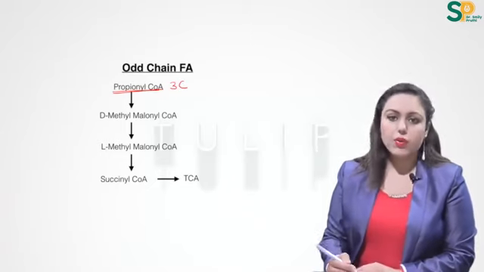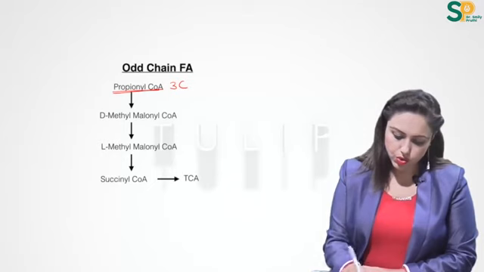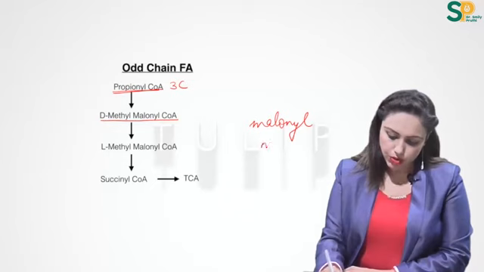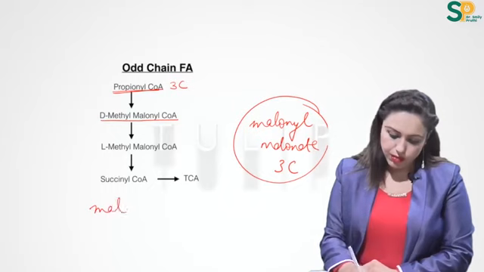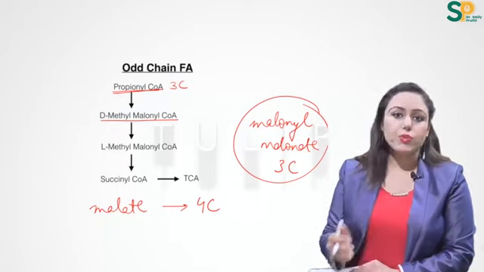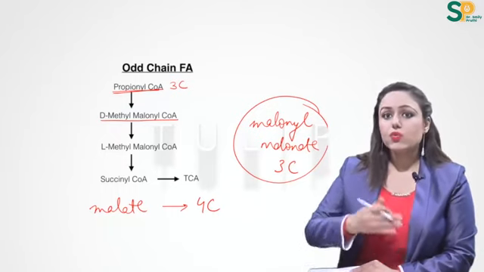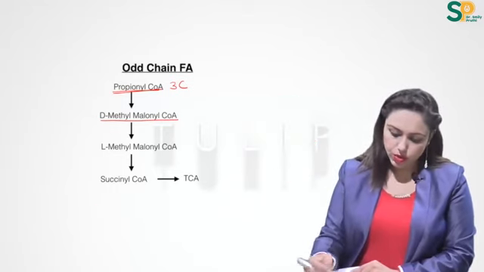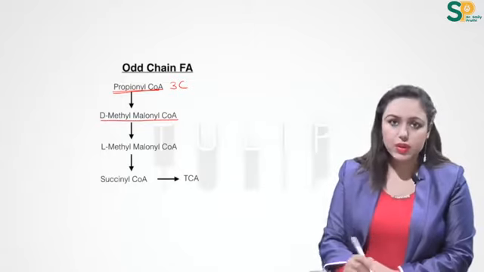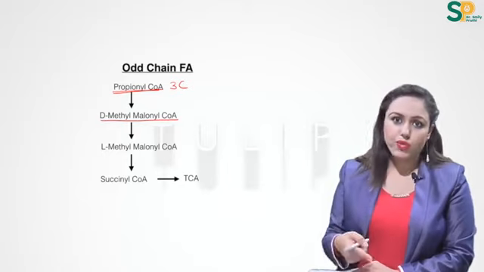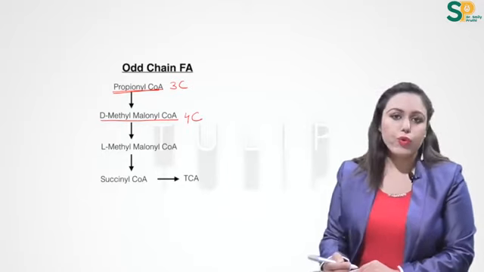Propionyl CoA is a 3-carbon compound getting converted to D-methyl malonyl CoA. Malonyl or malonate is a 3-carbon compound. If they say malate, malate is a 4-carbon compound. Remember, this malate is an intermediate of TCA cycle. Malonate, 3-carbon, is an inhibitor of TCA cycle, right? So now here malonate or malonyl is written, that means 3-carbon, but the full name is D-methyl malonyl CoA. So 1 carbon extra in the form of methyl. So this compound is 4-carbon.